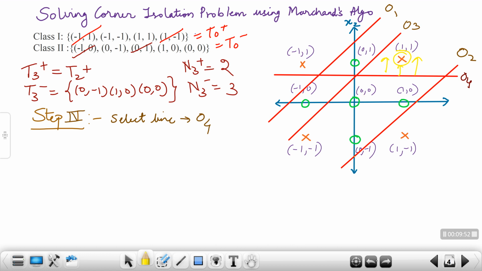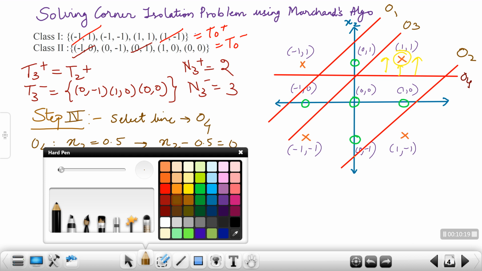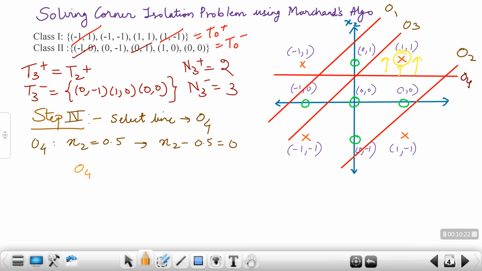So what is the equation of this particular line? The equation of this particular line is quite simple. That is, it is x2 is equal to 0.5. So I can write it as x2 minus 0.5 is equal to 0. And again we see that the 0, 0 point is not lying on it. When you substitute 0 here, the answer is minus 0.5. So you can consider that way and say that the equation is correct. So I can write the equation as x2 minus 0.5 is equal to 0.